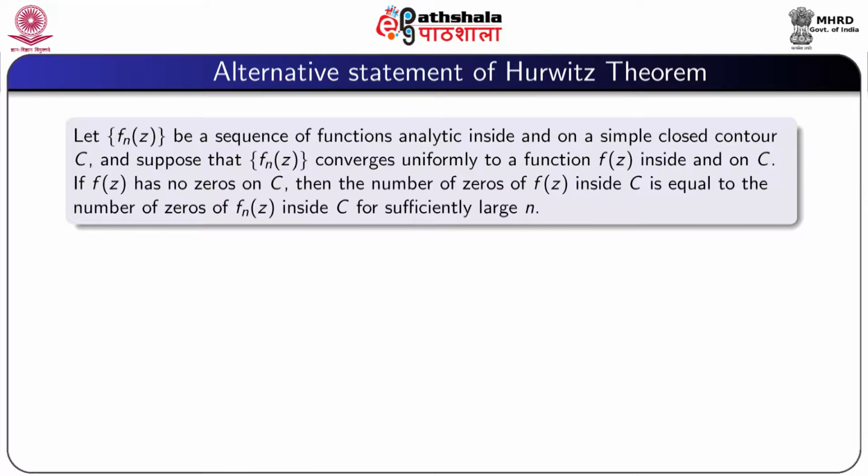So, another statement of Hurwitz theorem: let f_n(z) be a sequence of functions analytic inside and on a simple closed contour C, and suppose that f_n(z) converges uniformly to a function f(z) inside and on C. If f(z) has no zeros on C, then the number of zeros of f(z) inside C is equal to the number of zeros of f_n(z) inside C for sufficiently large n.